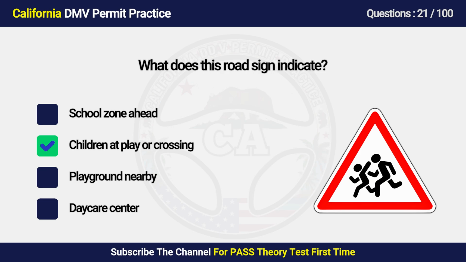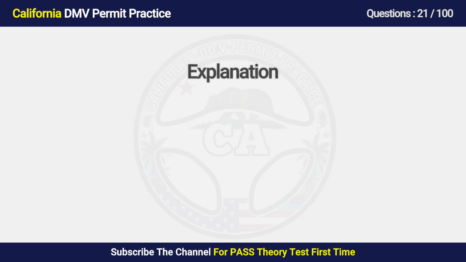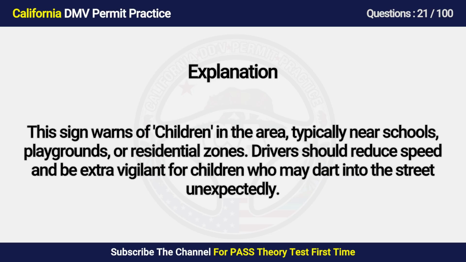Answer is B. Children at play or crossing. This sign warns of children in the area, typically near schools, playgrounds, or residential zones. Drivers should reduce speed and be extra vigilant for children who may dart into the street unexpectedly.